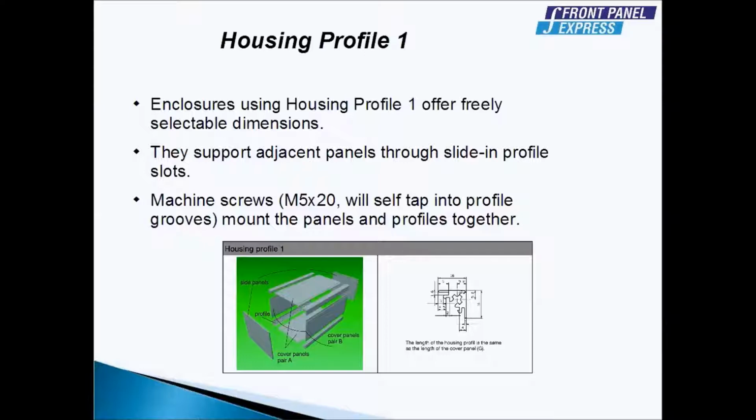The next 2 enclosure types that we offer are our housing profile enclosures. The enclosures designed using housing profiles allow customers to make the enclosures with any dimensions. For housing profile 1 enclosures, the cover panels, which I will refer to as top, bottom, and sides, are supported through slide-in profile slots, and the side panels, which we will call front and back for this presentation, are mounted to the profiles with machine screws holding the enclosure together. You can notice on the detail on the right that the actual slide-in slot is 1.6 millimeters, and we'll get into that a little more later in the presentation.